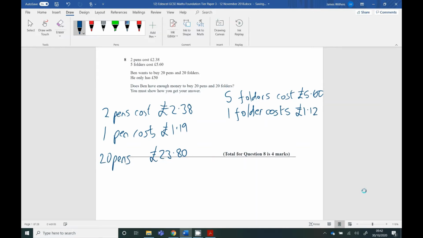And he's going to buy 20 folders. So if one folder costs £1.12, 20 folders is going to be £1.12 times 20, which is £22.40.